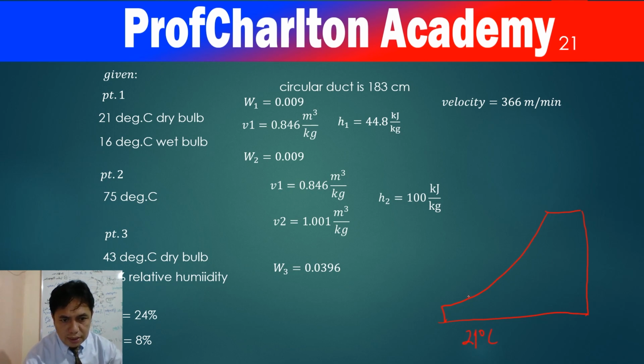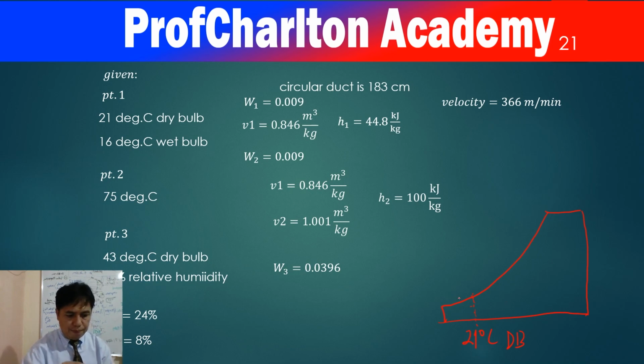So 21 degrees centigrade, right? 21 degrees centigrade. If you get the 21 degrees centigrade dry bulb, then another parameter was given, 16 degrees. This wet bulb is always lower than that of dry bulb.